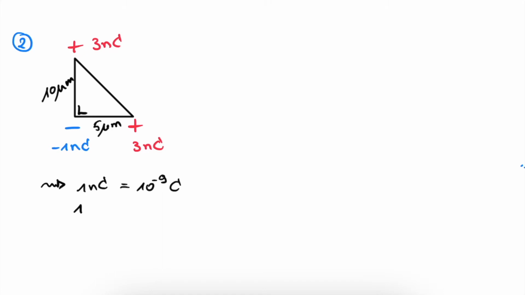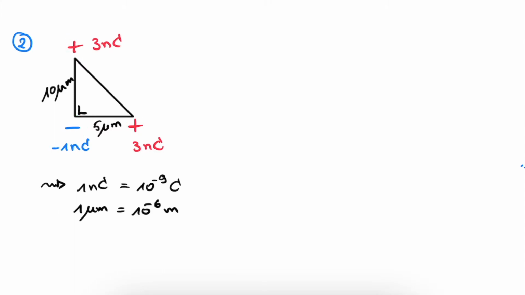And let's remind ourselves that 1 micrometer is equal to 10 to the power of -6 meter, so a millionth of a meter. The goal of this exercise is to determine the total force that this positive charge experiences. So it will experience an attractive force from this negative charge and a repulsive force from this positive charge.